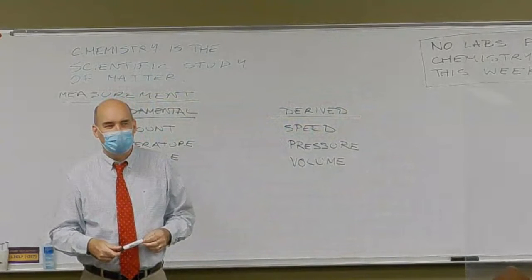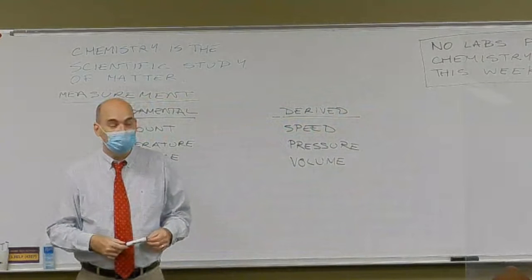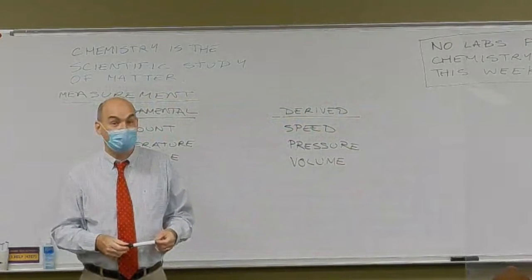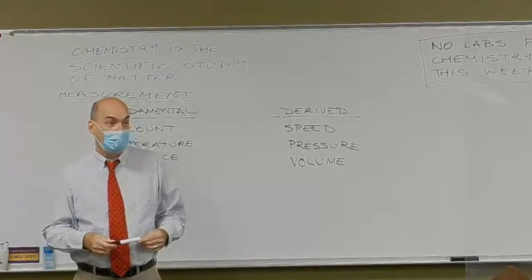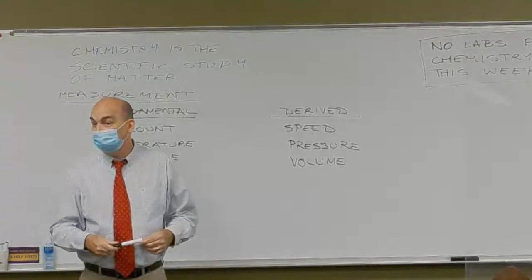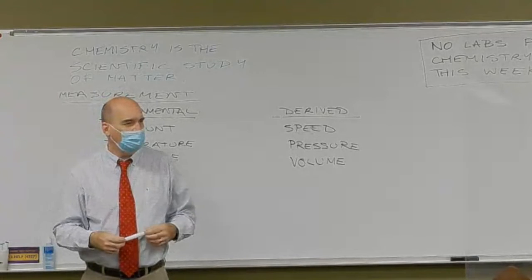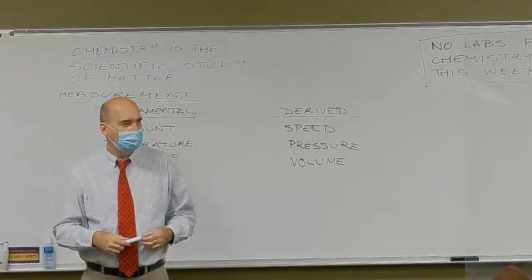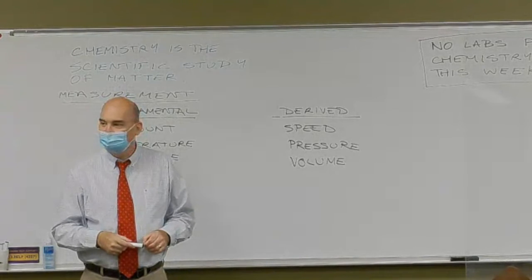100 would be centi. Milli means 1,000, thousandth. So there are 1,000 milliliters in a liter. Just out of curiosity, how many millimeters do you think are in a meter? 1,000.